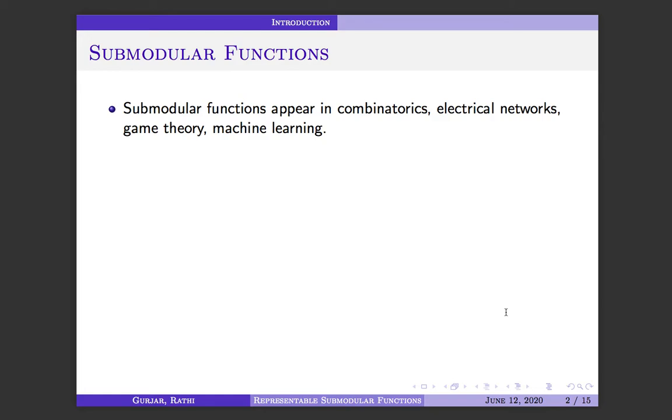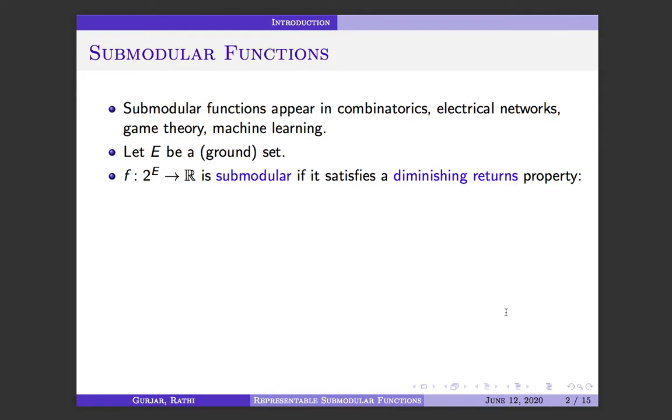They appear in a diverse set of areas like combinatorics, electrical networks, game theory, and machine learning. In this talk, our interest mainly comes from combinatorial optimization. So first, let's define what submodular functions are. They are set functions, meaning they are defined on the subsets of a set, which is usually referred to as a ground set. So let E be our ground set.